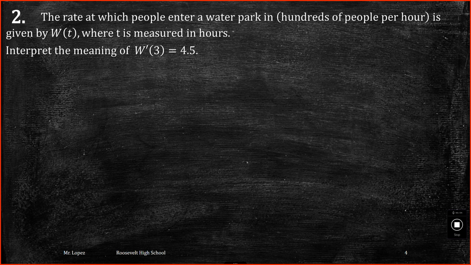The rate at which people enter a water park, in hundreds of people per hour, is given by W of t, where t is measured in hours. Interpret the meaning of W prime of 3 equals 4.5.